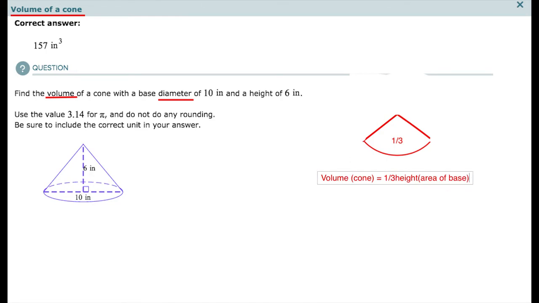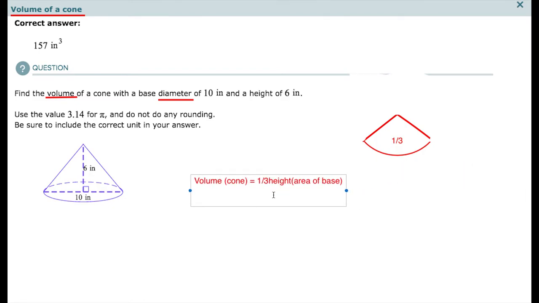So let's go ahead and replace these values with what we know to be true for this specific cone. So the volume equals 1/3 times the height, which is 6 inches, times the area of the base. Now the base is a circle, so you need to know the area of a circle. That's pi times r squared. Remember, r is the radius.